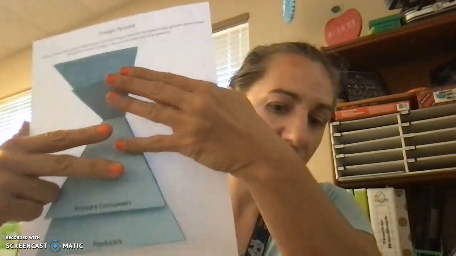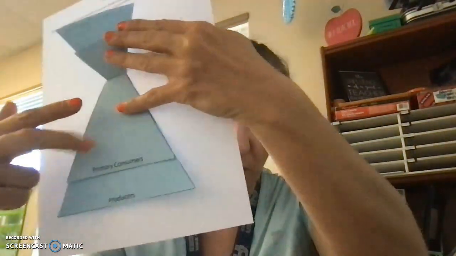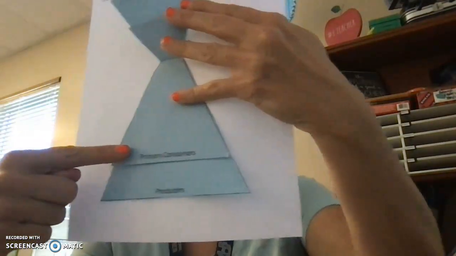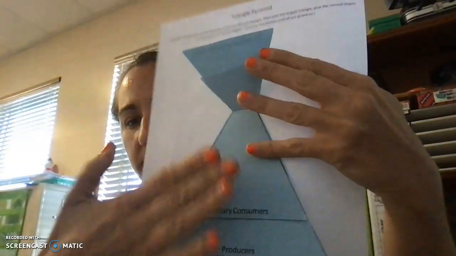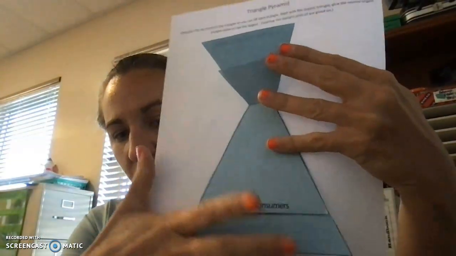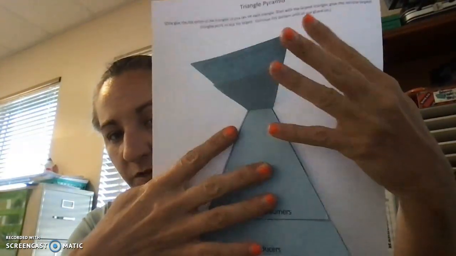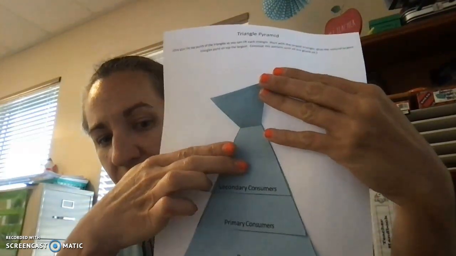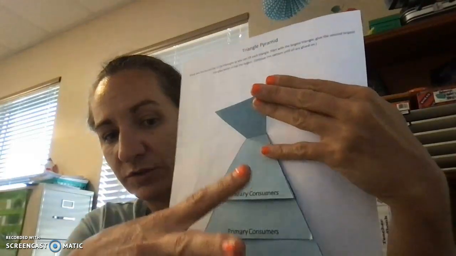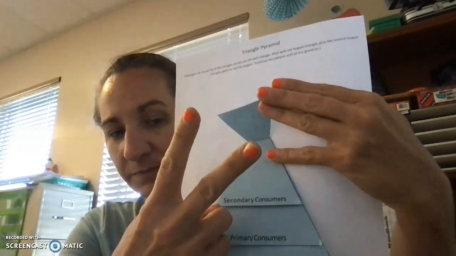You need to do 2 primary consumers. Remember, make sure they're primary consumers. All primary consumers are herbivores, meaning they eat plants. So make sure it's a primary consumer that only eats plants. Here we have our secondary consumers, and then you need to do 2 secondary consumers.